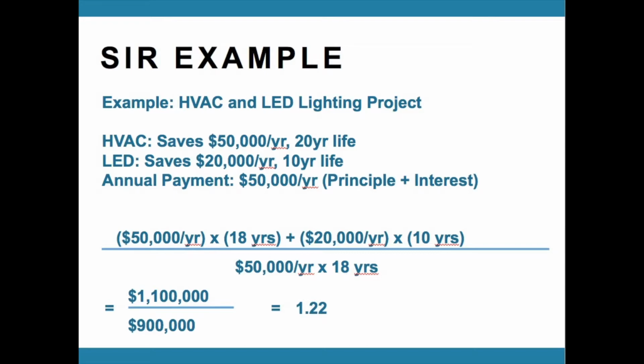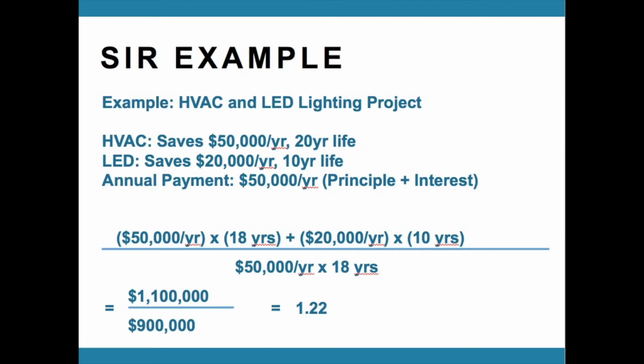The SIR calculation looks just like this. We take the HVAC system, $50,000 a year times 18 years. Now, why did I use 18 years? Because as you might recall, our useful life of this blended project was 18.3 years, so that represented the maximum length of the assessment. So for this example, let's assume that the assessment lasted 18 years. So that's our HVAC. Our LED savings were calculated by $20,000 a year times 10 years that its useful life is going to last. That's the top of our ratio.